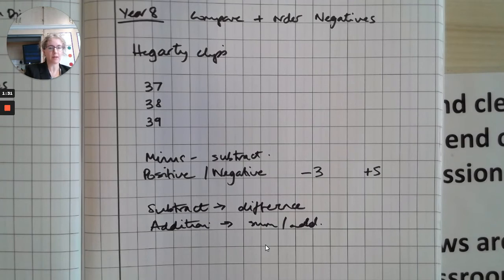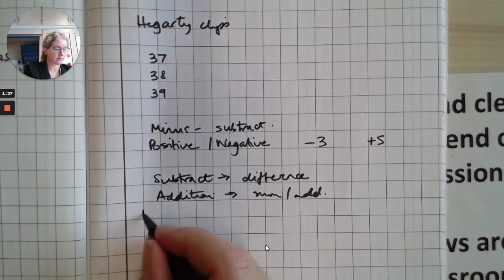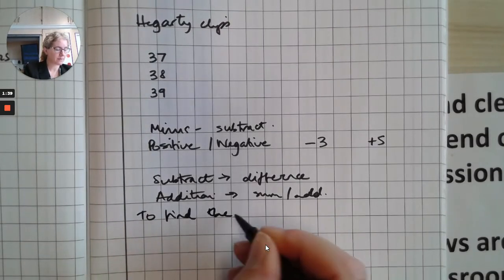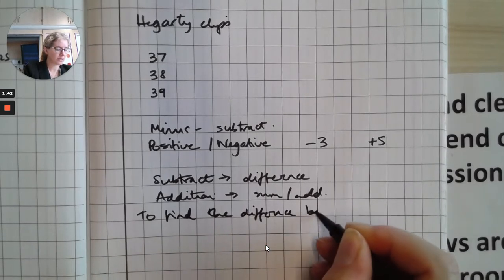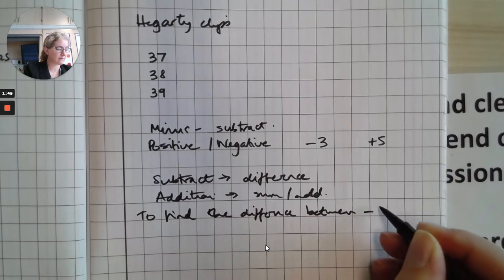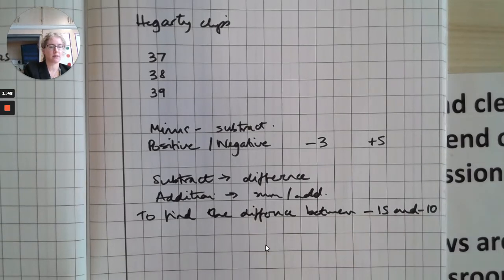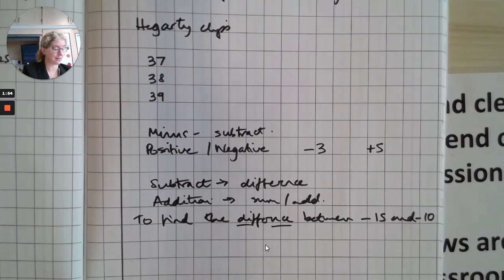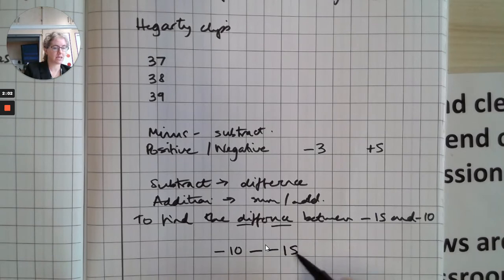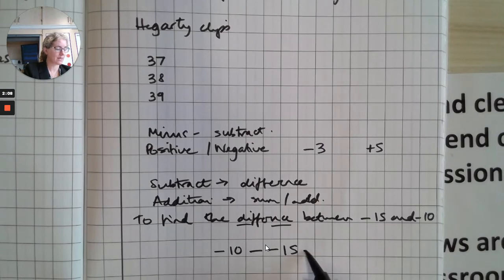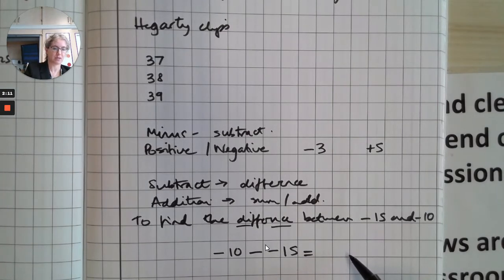This becomes really important because if I wanted to find the difference between the temperatures of -15 and -10, I am asking you to do a subtraction between these two numbers. So the mathematical way of writing out this calculation would be: I've got -10, my warmer one, and I'd be subtracting -15. Finding the difference between those would end up being the same as finding the difference between -10 and -15.